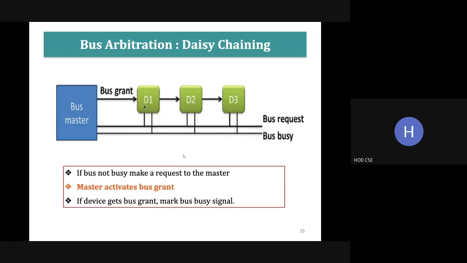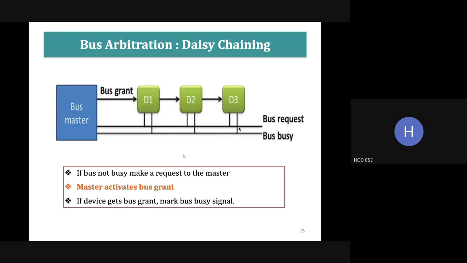So when D1 receives this grant signal, it says, I didn't request. Okay. So next D1 will forward that to D2. Here also D2 will say that I didn't request the bus. So that will go to D3. And here D3 has requested, so it will accept the bus for data transfer. Okay. So when D3 accepts the bus, it will make the bus busy signal high, so that now the bus is used by the device D3. Hope you understood. Let me repeat it.